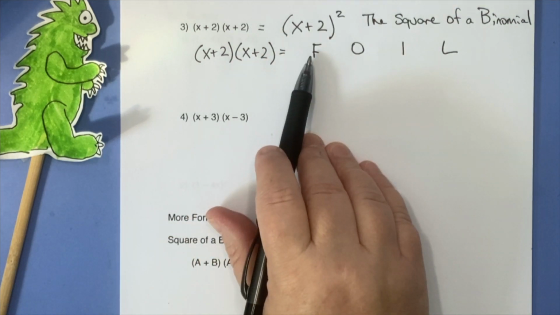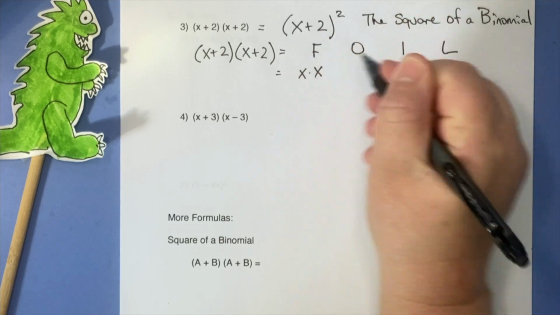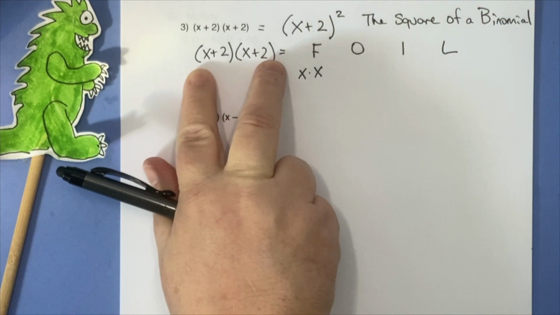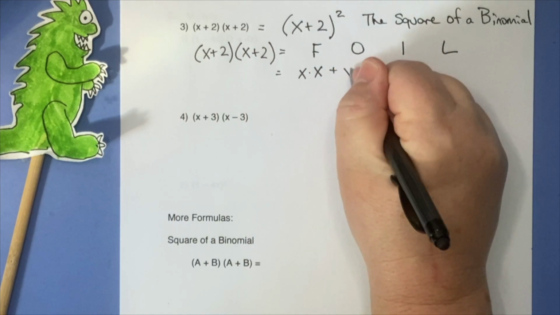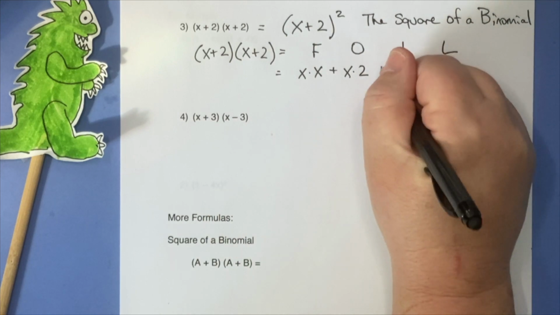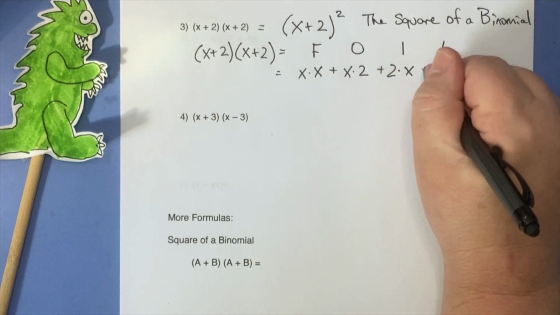Okay, first, x times x. Outer or outside. The left, far left, and the far right. X times 2. This is all pluses. Isn't that nice? Inner, 2 times x. And last, 2 times 2.